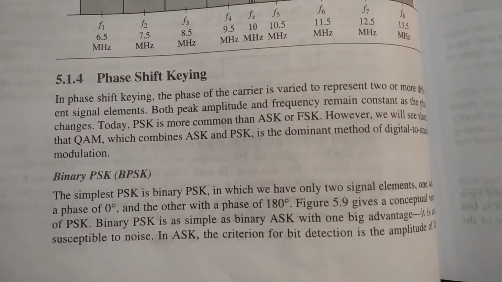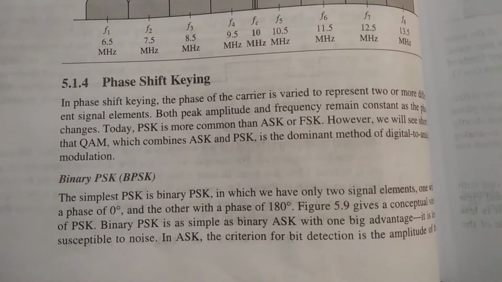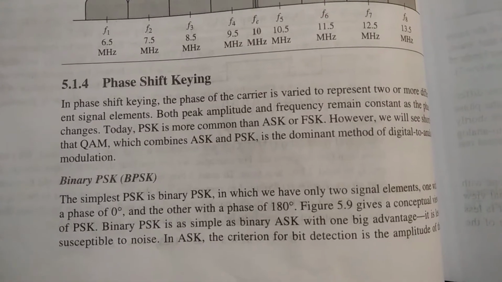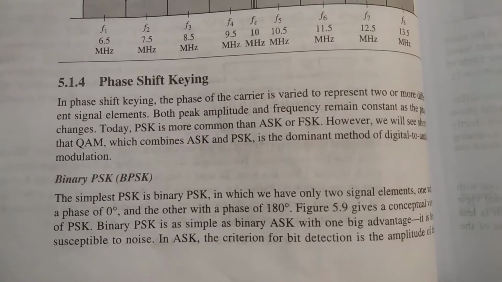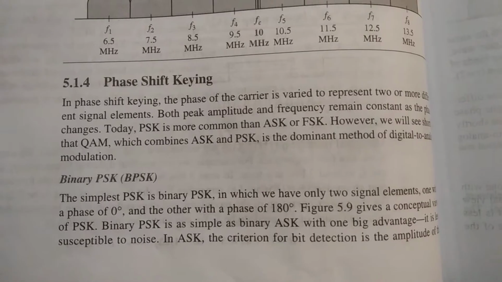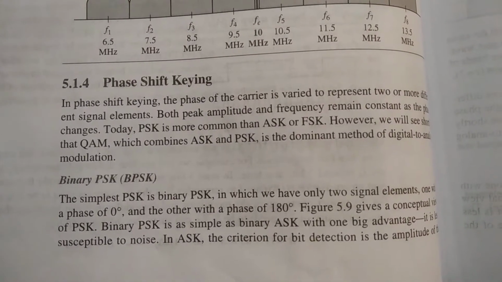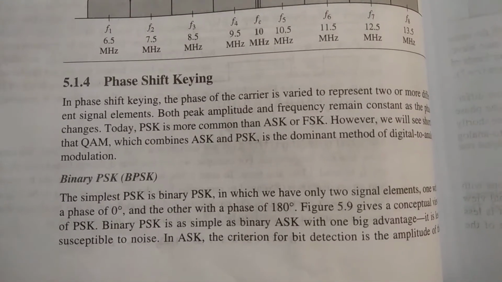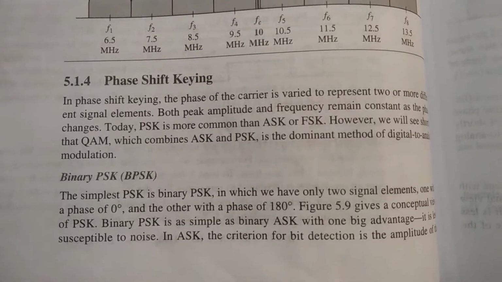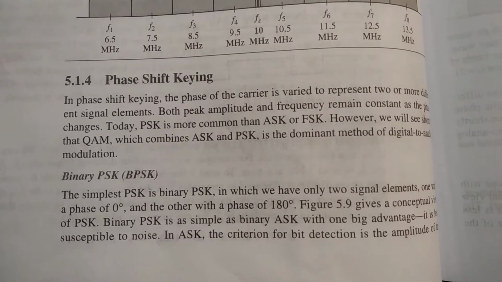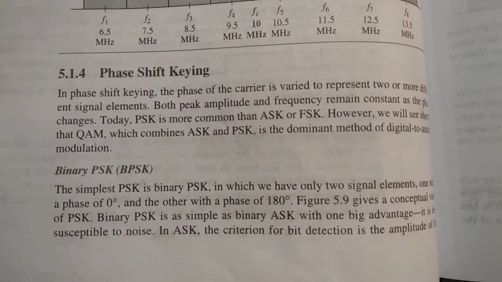inverse to each other. As an example, if the digit 0 is there, we can consider it as 0 degree. Whenever the digit 1 comes, we use 180 degree, like that we can change. So we are changing the phase and maintaining the same frequency and amplitude.